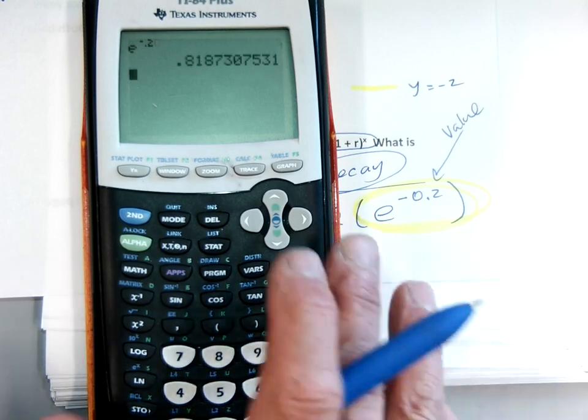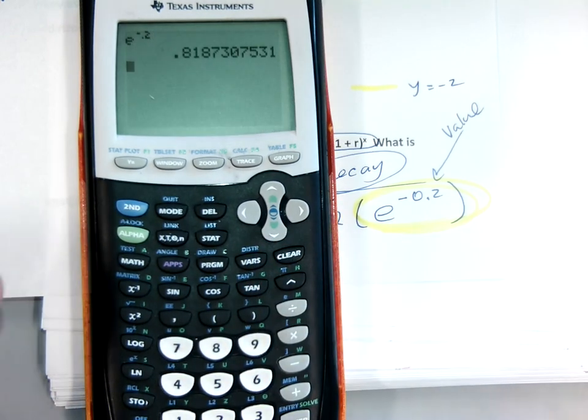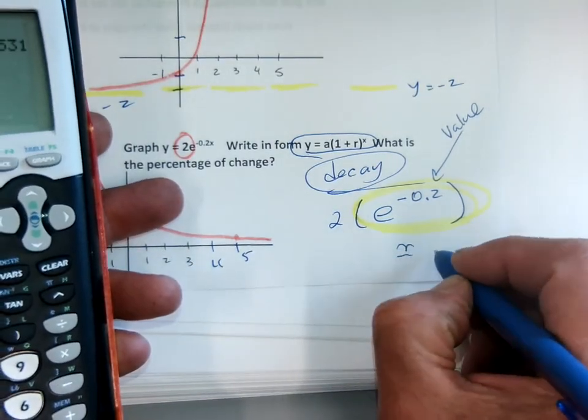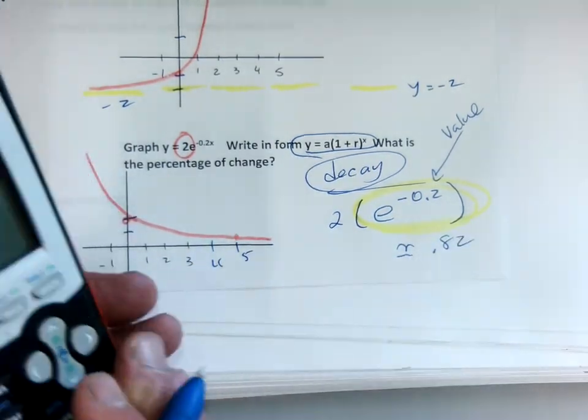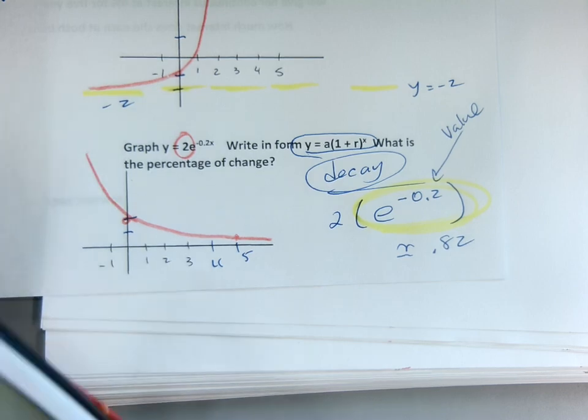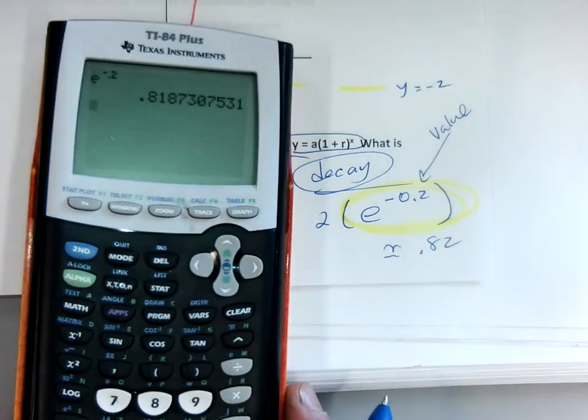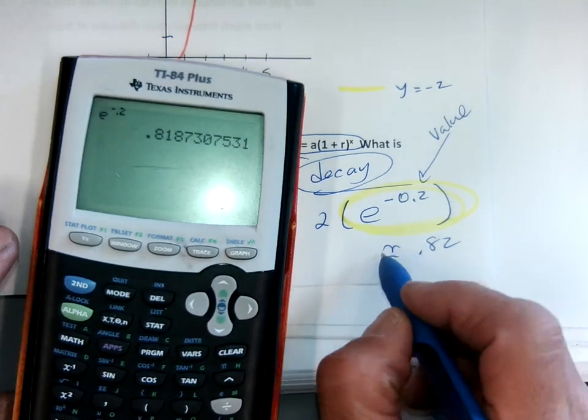And I get an answer of about 0.82. We'll round it to 0.82. So this is about 0.82. Okay. What is that little thingy there? What's that little thingy right there? That's approximately equal to.